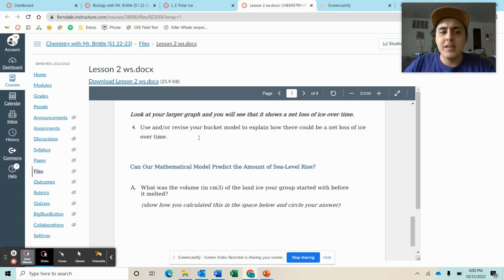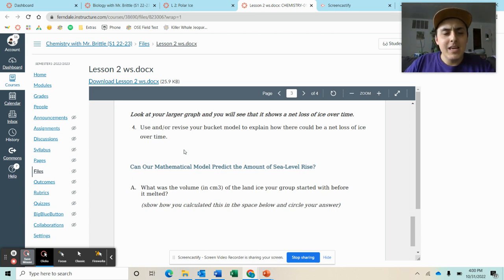and why does that happen? So ultimately, it's because, yes, there is more ice being formed every year. Yes, there's ice melting, but there's far more ice melting than there is ice freezing. So that's how there's a net loss of ice over time. More ice melts than it does freezing.